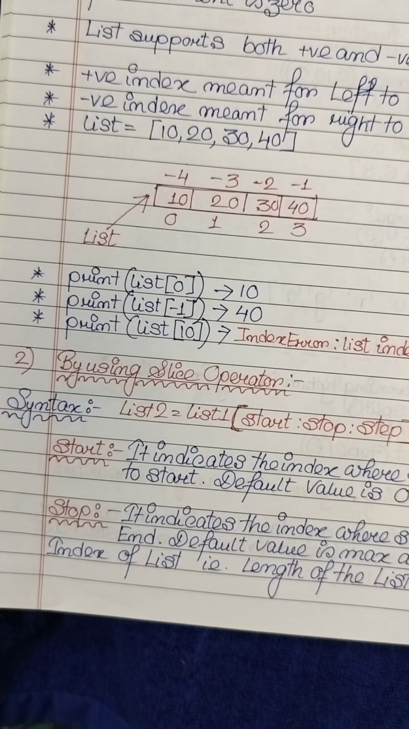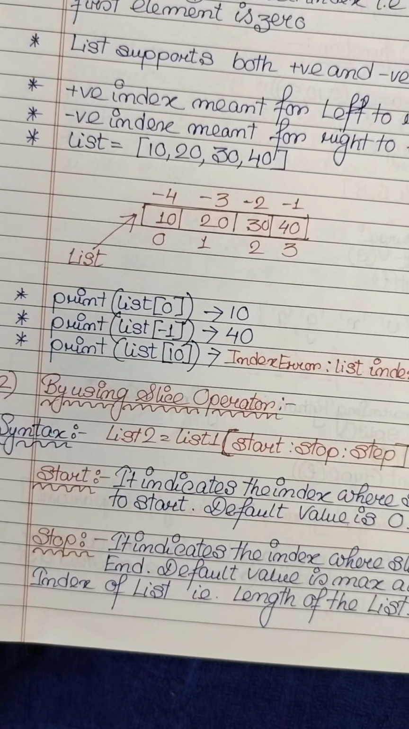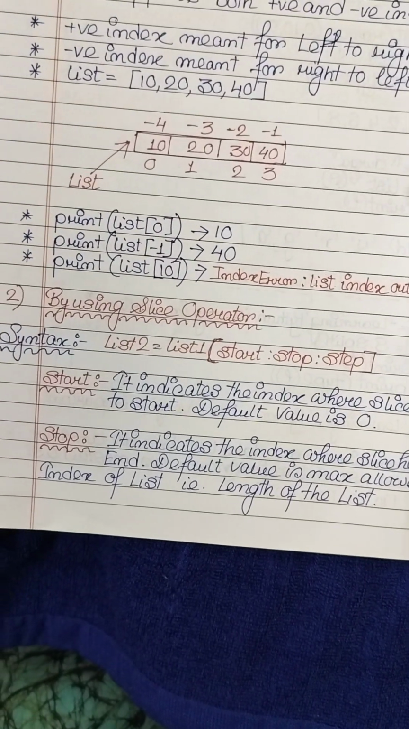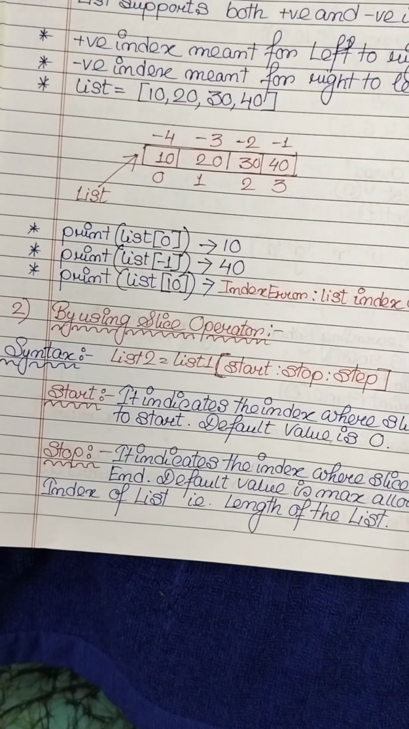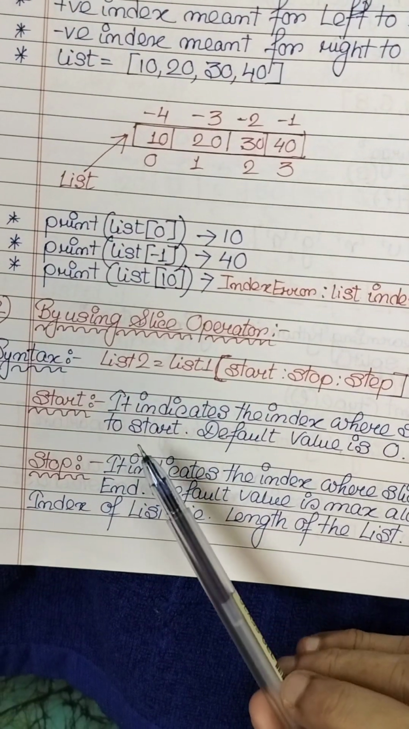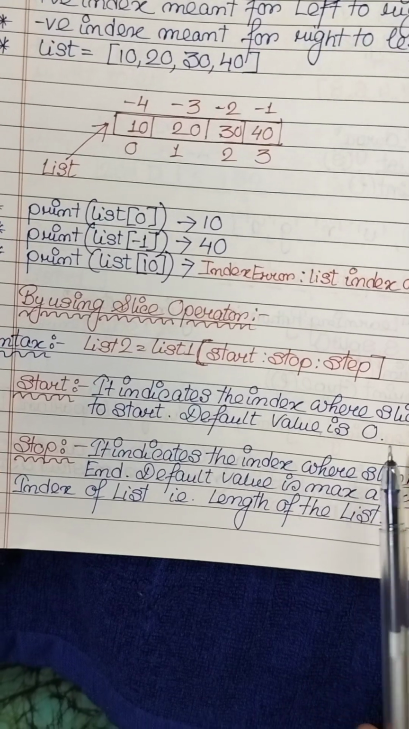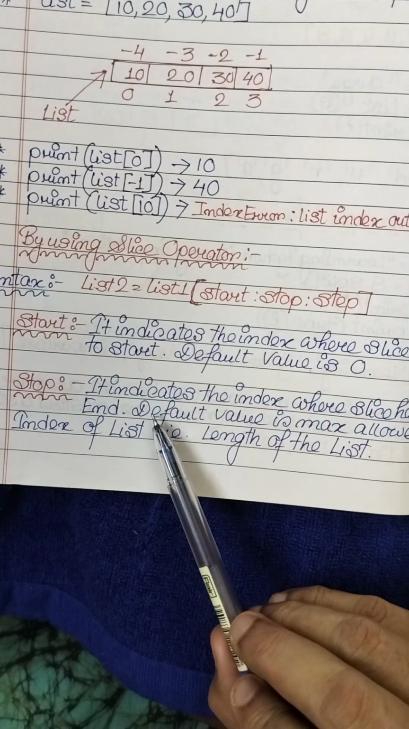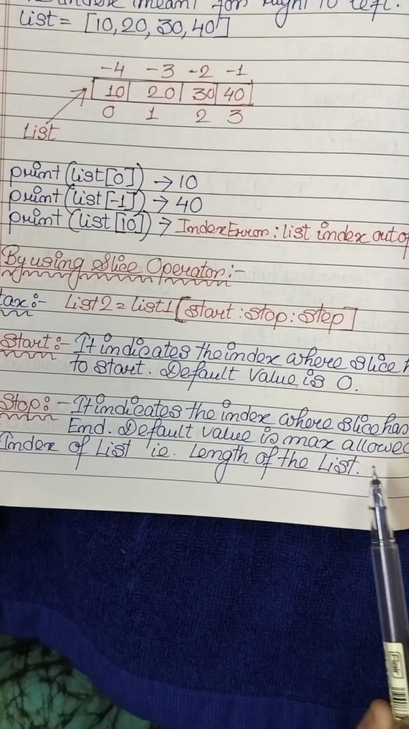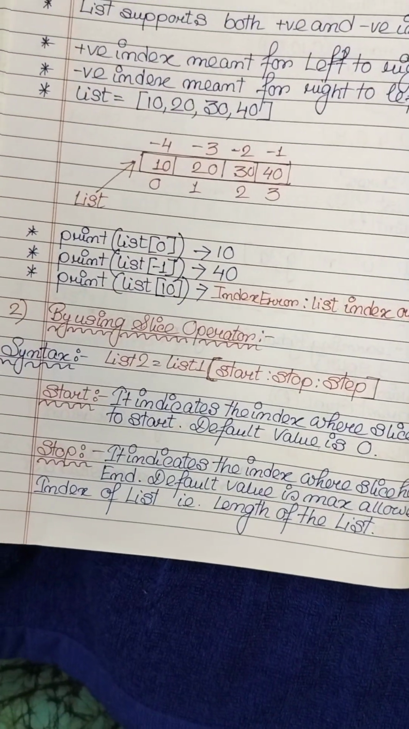Now the second way of accessing elements of a list: by using the slice operator. Syntax: list2 = list1[start:stop:step]. Start indicates the index where the slice has to start. Default value is 0. And stop indicates the index where the slice has to end. Default value is the max allowed index of the list, that is, the length of the list.